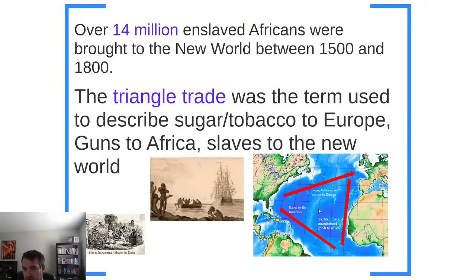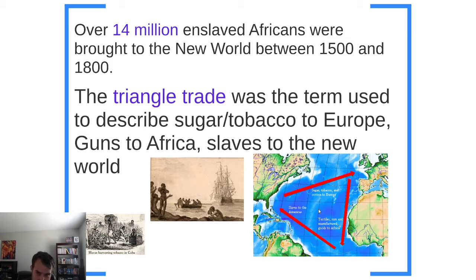Okay, so over 14 million enslaved Africans were brought to the New World between 1500 and 1800. I think I even read somewhere that was probably 20% of all the people. Well, actually, hold on. 14 million were brought to the New World, but 20 million were put on slave ships. So 6 million died in transit. And I think there are some estimations that Africa only had about 100 million people back then. So we're talking about one out of every five Africans was enslaved during this period.